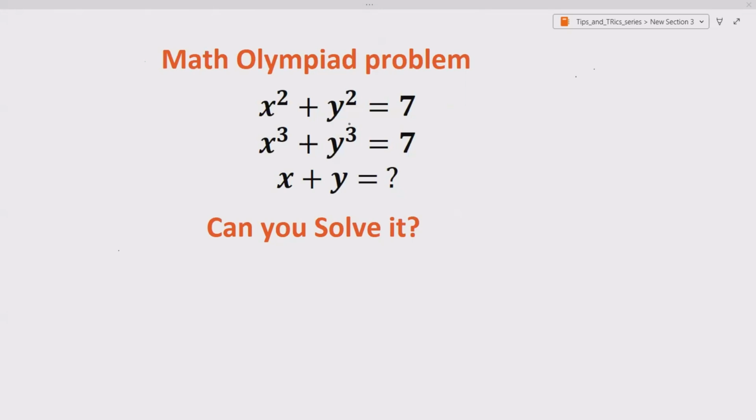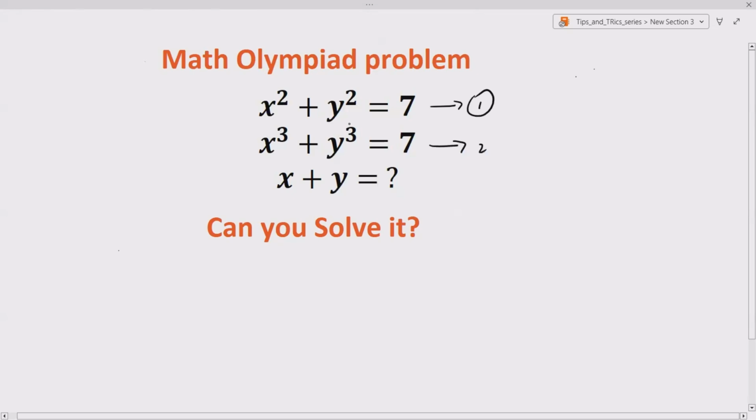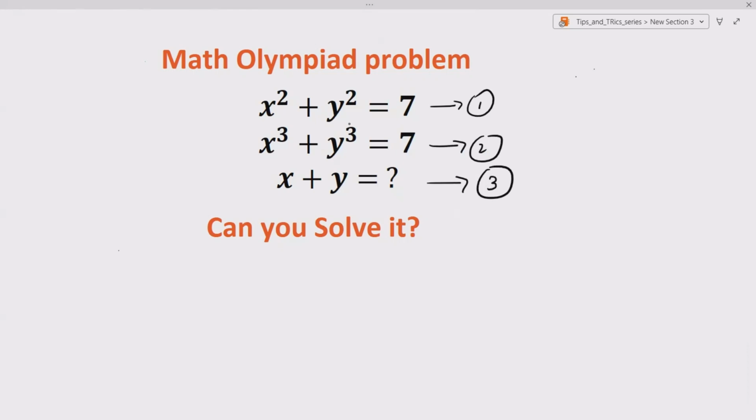So we are given three equations. Let's call it equation 1, equation 2, and the equation we have to find, call it equation 3. So first of all, let the equation which we have to find out, x plus y, equal some number, any real number, right? Now let's take equation 2, which is x square plus y square equals 7.